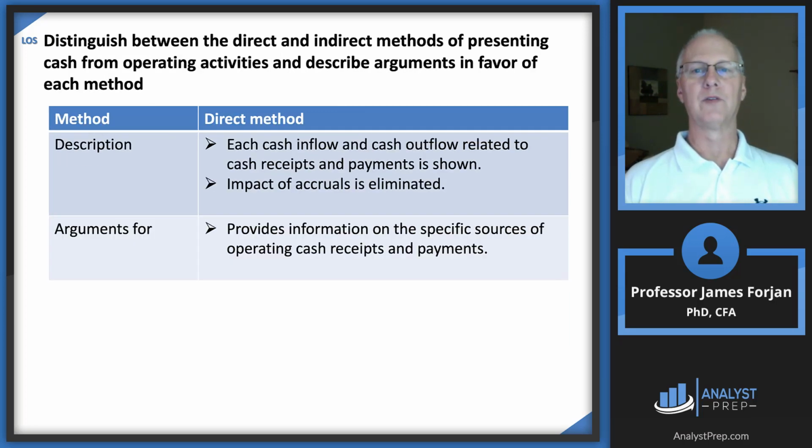How about this one here? Describe arguments in favor of direct and indirect methods. So the direct method is exactly what you might think the name suggests. Each cash inflow, each cash outflow that's related to the cash coming in or the cash coming out, whether it's a receipt or a payment, is shown. What that does is it eliminates the impact of accruals. And so the argument in favor of this is that it provides extra information on the specific sources and uses of cash.